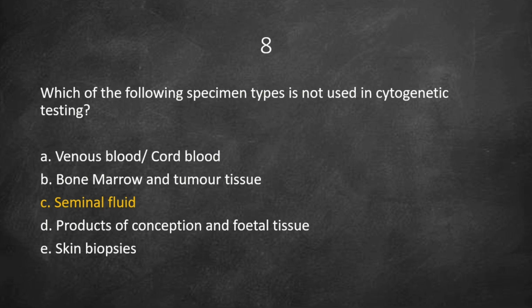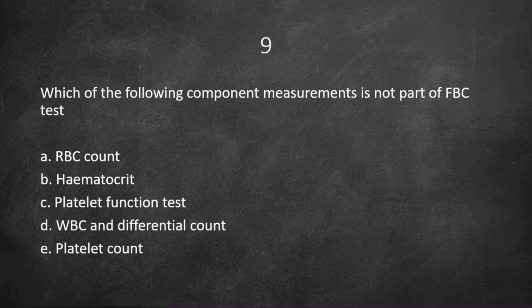Okay, so question 9 says, which of the following component measurements is not part of a full blood count test? So A, RBC count, B, hematocrit, C, platelet function test, D, WBC and differential count, then E is platelet count. So the correct answer here is platelet function test. So you would not see that in a typical full blood count.